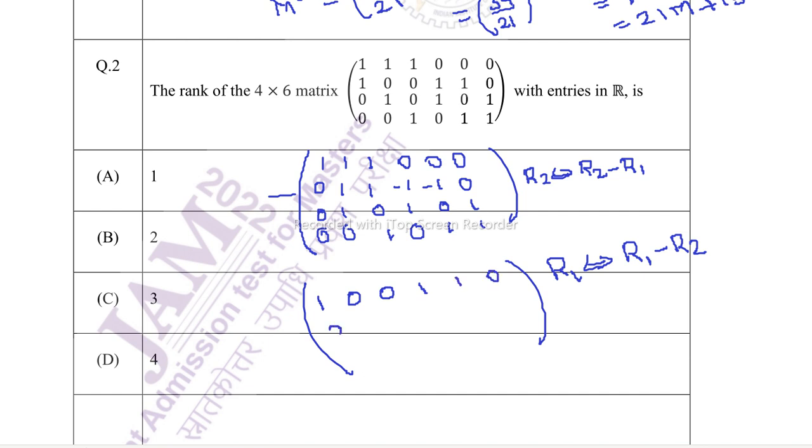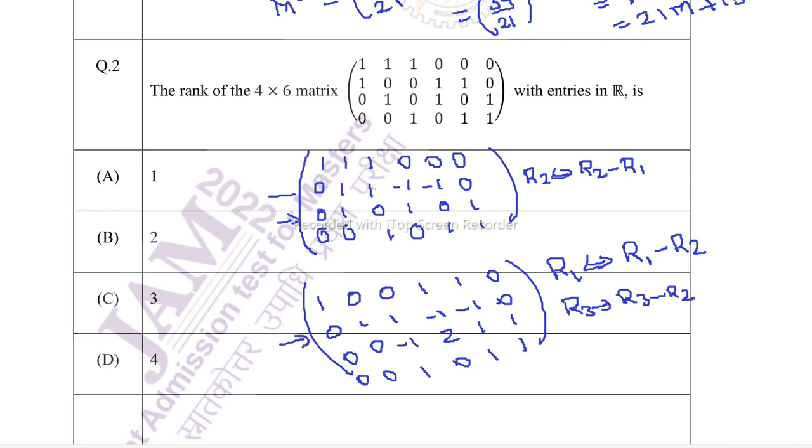Now keep the second row. Now the third row, again we have to subtract: the third row is nothing but R3 minus R2. So therefore 0 minus 0 is 0, 1 minus 1 is 0, this is minus 1, and this is 2, and this one is plus 1, and this one is 1. Now keep the fourth row.